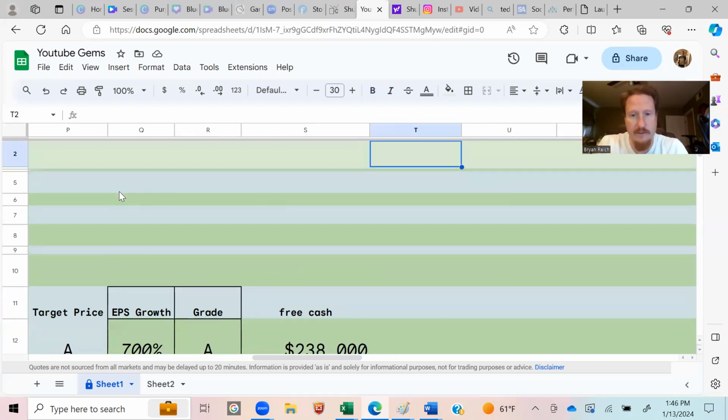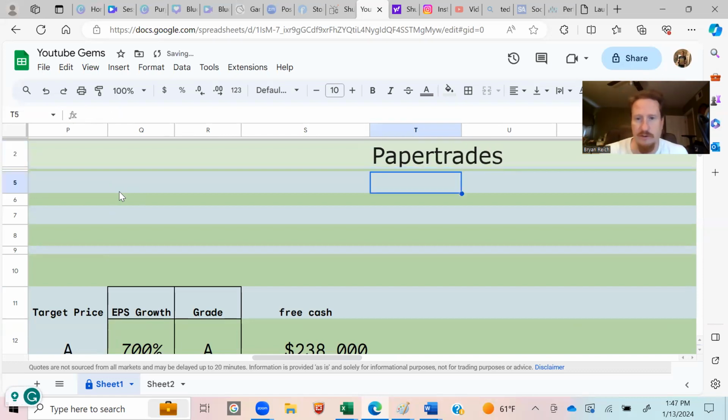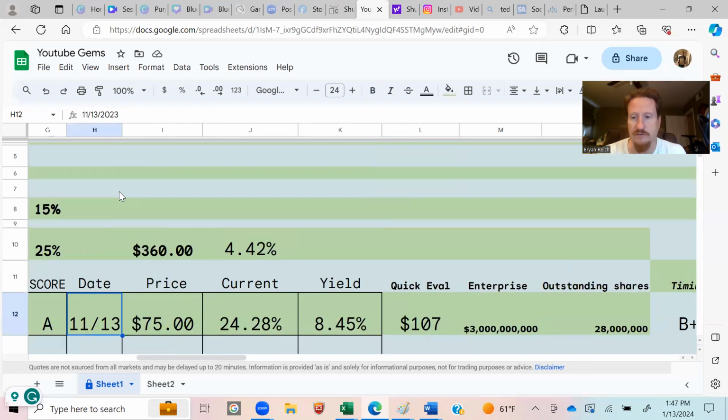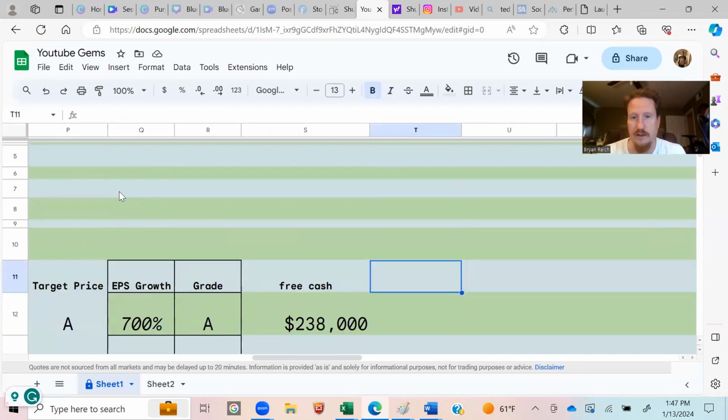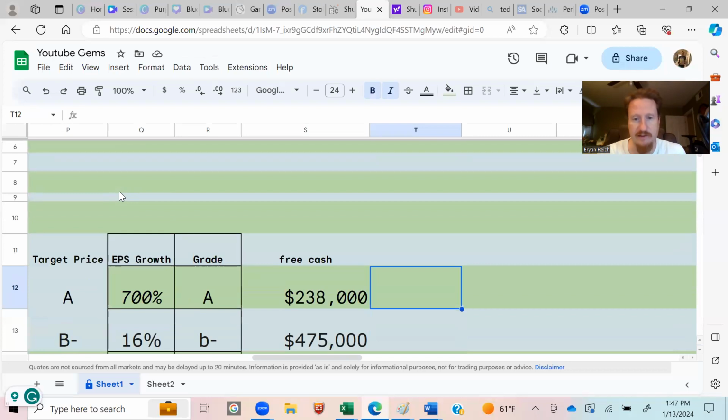So right here, and by the way, if you're new to the channel, this is just a log we set up on Google Sheets. And every day we log our different stocks that we research via Finviz or other sources. And then we put them on the watch list for further evaluation. And this is all part of our tutorials and what we go through. Paper trades is today's session.